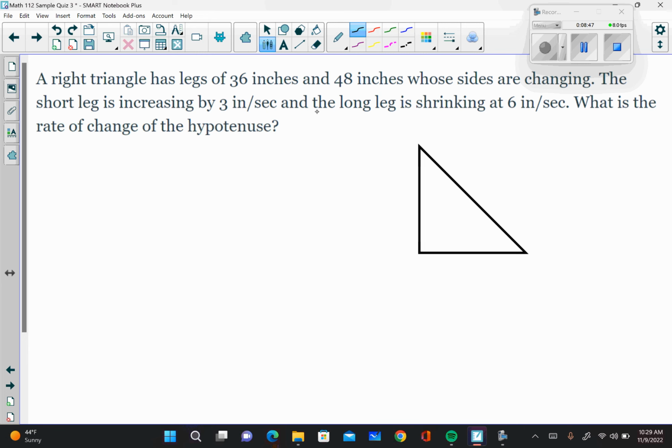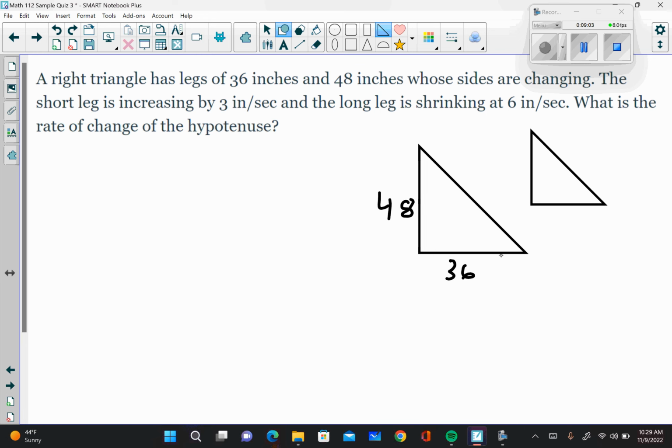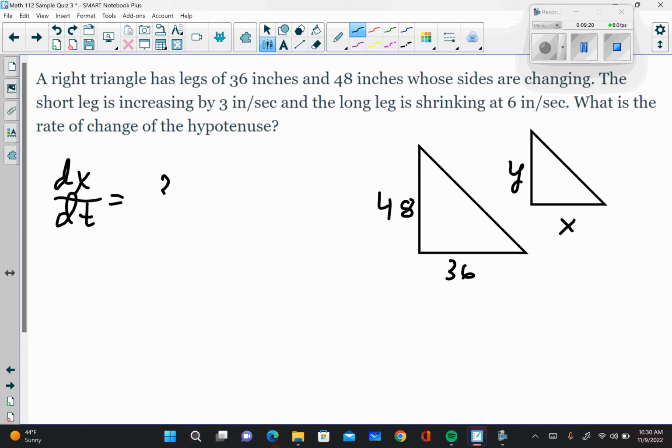A right triangle has legs of 36 inches and 48 inches, and the sides are changing. So here's where the sides are changing. 36 is smaller than 48. I'm going to call that X. 48 is longer. I'll call that Y. The short leg is increasing. The short leg is X. The rate at which the short leg is changing with respect to time is 3 inches per second. And that's a positive because increasing.